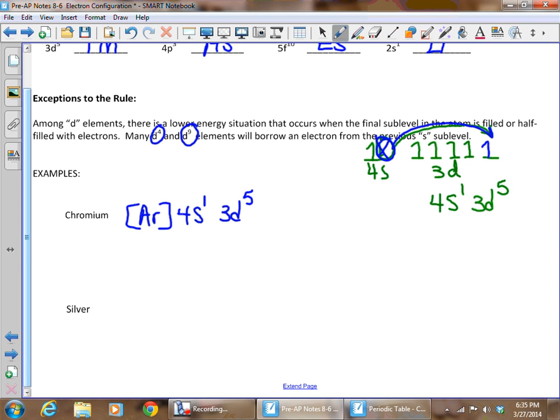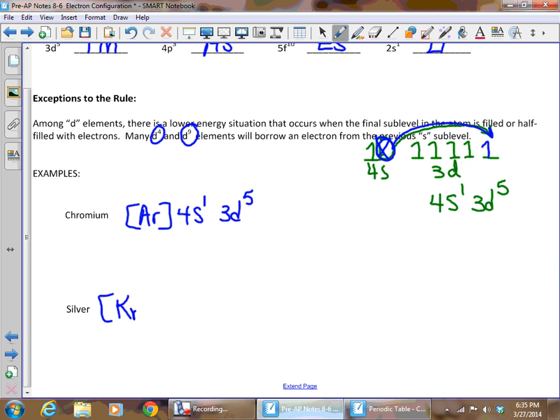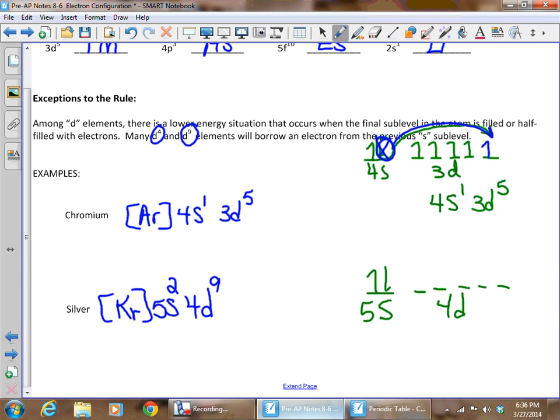Take silver, for instance. If we look back at silver's position, silver's right here. Silver, we're going to write krypton in brackets. It's the closest noble gas without going over silver. So we're going to write krypton in brackets, and we're going to write in the 5s and the 4d. And if you'll look back, you'll see that it should be 5s2 and 4d9 when you write it down at the beginning. But at this point, bells should be going off in your head, because that 4d is almost full. If you write the orbital notation for it again, it's going to look like this: 5s with 2 electrons, and the 4d with 9.